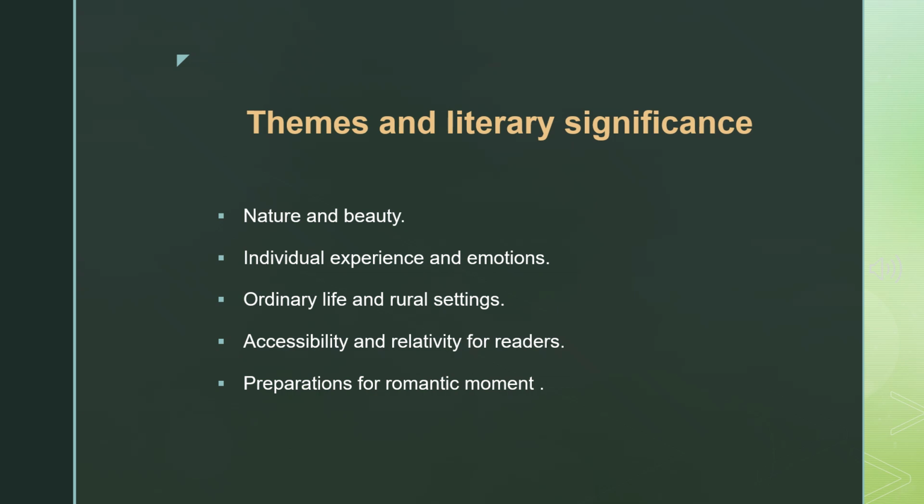Themes and literary significance. The central themes of the pre-romantic period include nature, emotion, individual experiences, mortality, and the life of ordinary people. The writers valued simplicity, heartfelt expression, and imagination, laying the groundwork for the romantic movement.